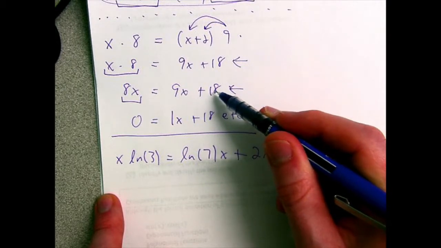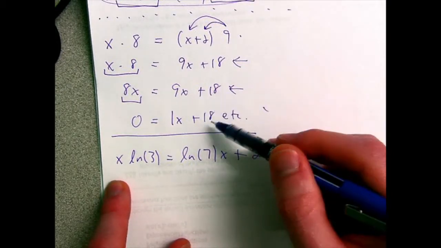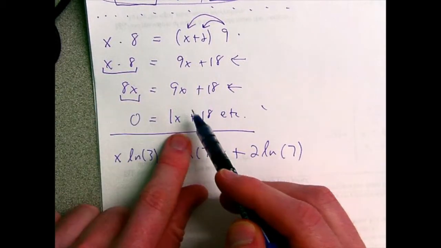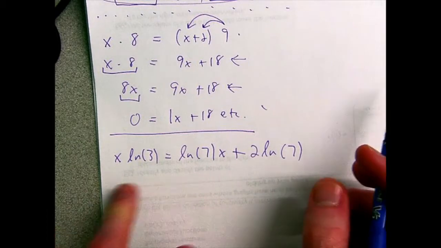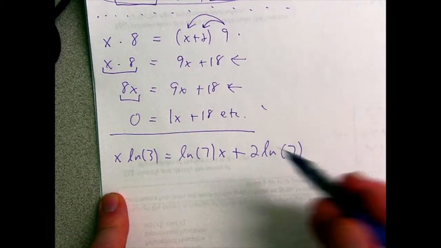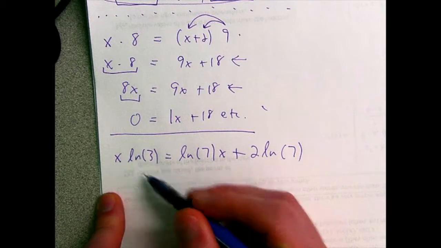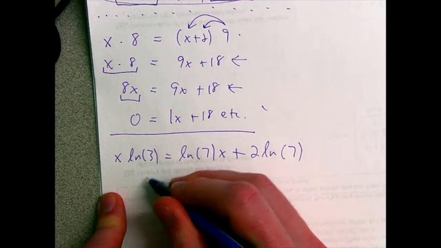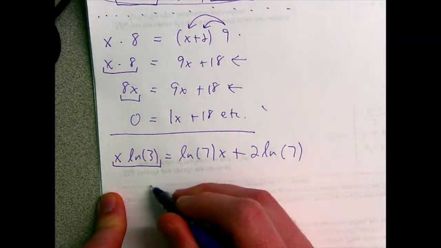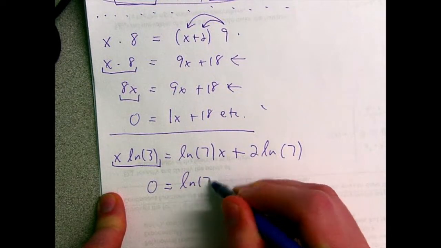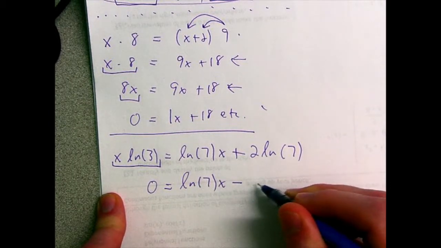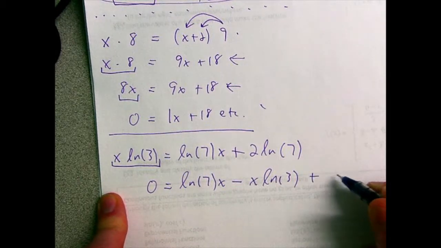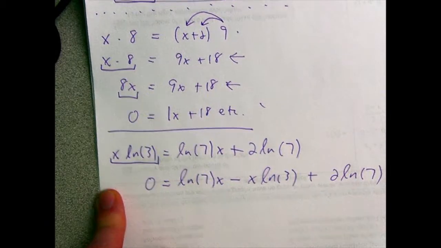What we did was we put all the x terms on one side. We were like, oh, we've got x terms on both sides of the equation. We'd better move all the x terms to one side. So that's what I'm going to do. You could move them both over to the left, or you could move them both over to the right. It doesn't matter. I'll move them both over to the right. Why not? So I'm going to subtract x natural log of 3 from both sides. So I have natural log of 7x minus x natural log of 3, and then I've still got that plus 2 natural log of 7.